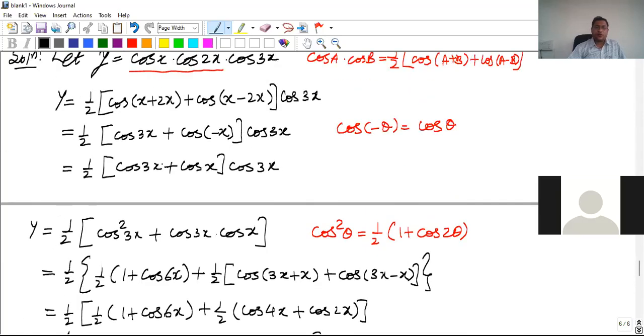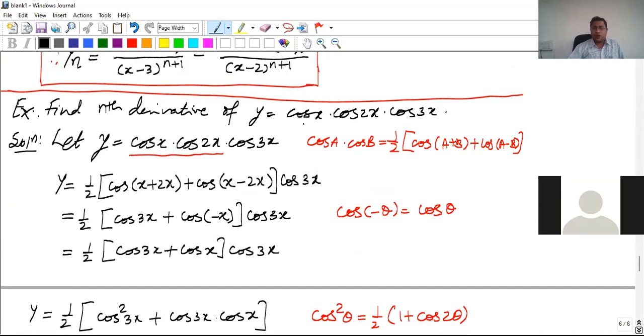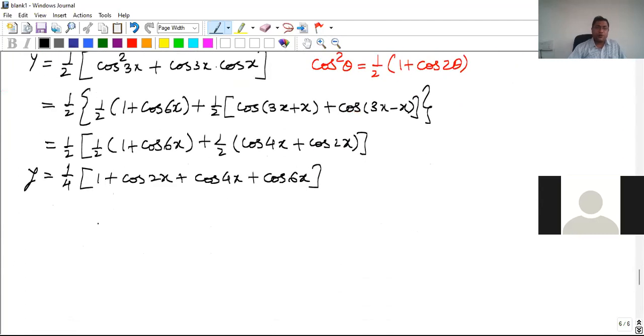See, y was given to us as cos x into cos 2x into cos 3x, and then we simplified it to 1 by 4, 1 plus cos 2x plus cos 4x plus cos 6x. So is that okay? All of you are getting this term? Yes, sir. And now we can see we have only one term here, one term here, one term here. So we don't have any product now.